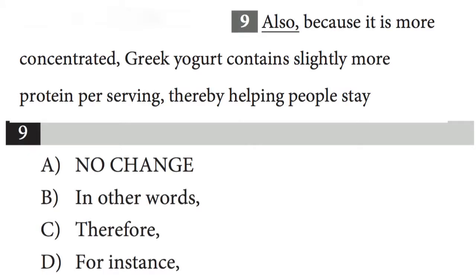Well, what is a connect and clarify question? A connect and clarify question is a question like this, where the underlined word or phrase and the given options are ones that connect and clarify. That is, these words or phrases connect two ideas and clarify the relationship between the ideas.